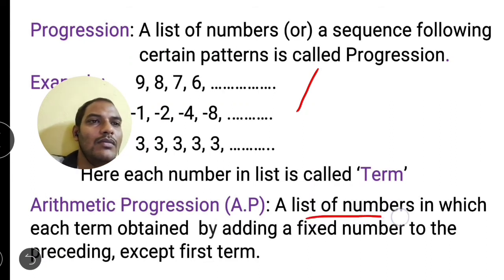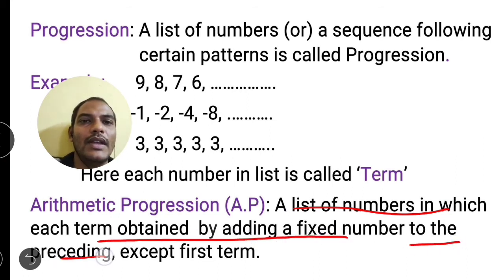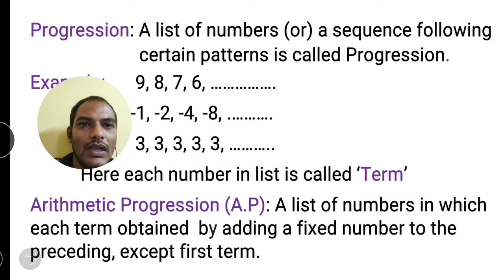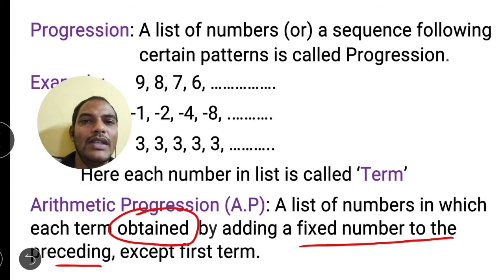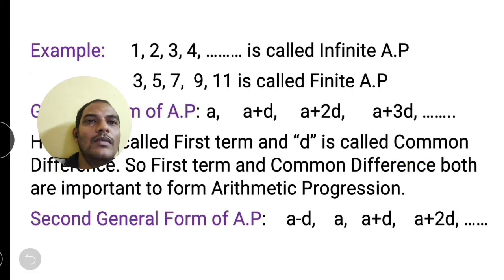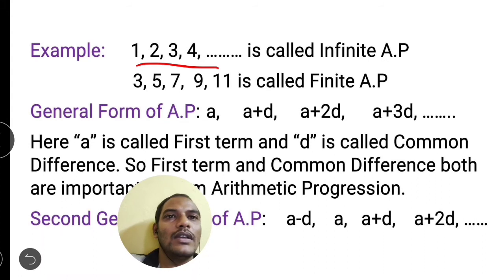A list of numbers in which each term is obtained by adding a fixed number to the preceding term, except the first term. That is, each term is obtained by adding a fixed number to the preceding, meaning previous, term, except the first term. Let's see some examples. So here 1, 2, 3, 4, dash is one example for arithmetic progression.